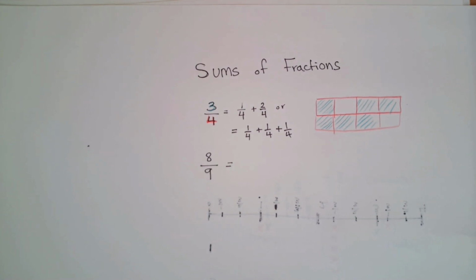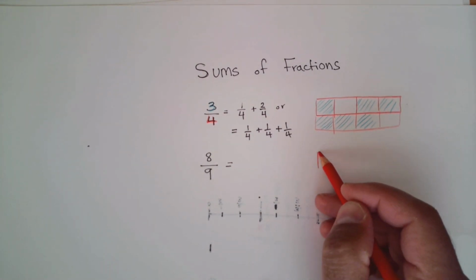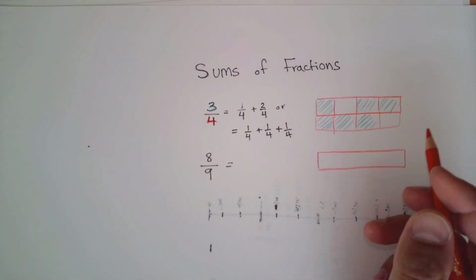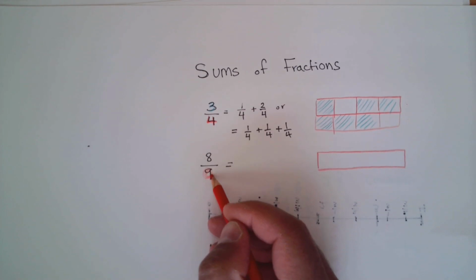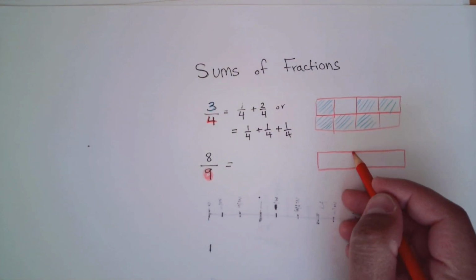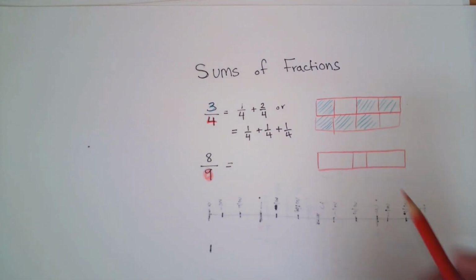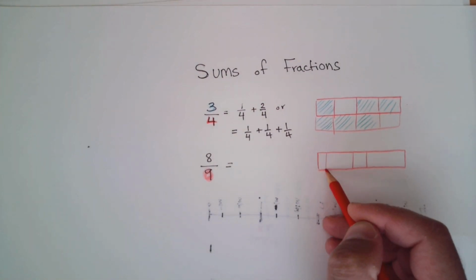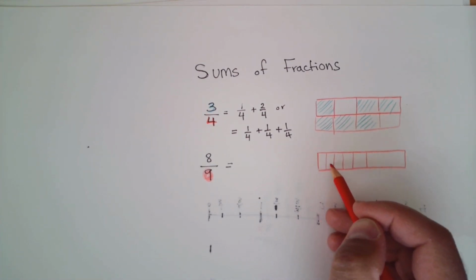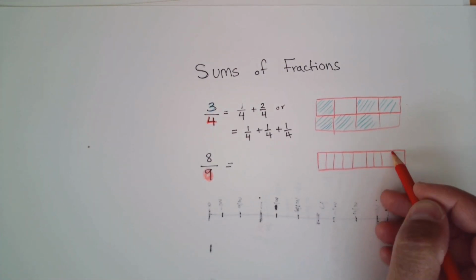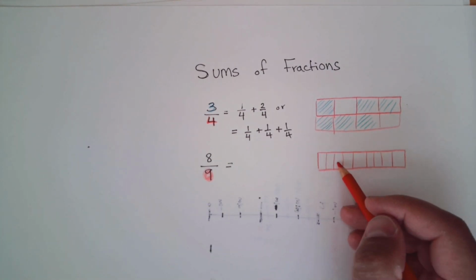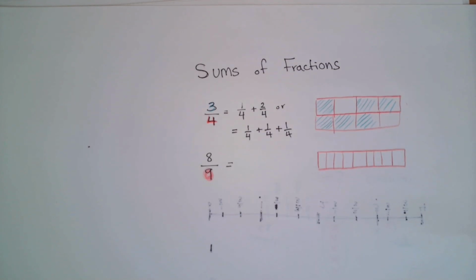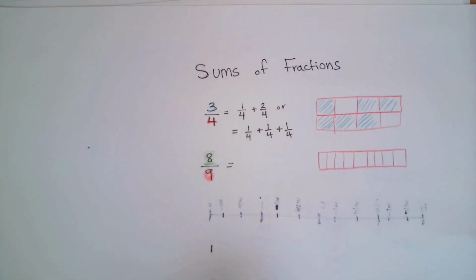Same thing with 8/9. 8/9 represents a whole that is partitioned into 9 parts. So we're gonna draw 9 parts. So I did my middle one, and then I'm gonna do 4 on each side. 1, 2, 3, 4, 5, 6, 7. 1, 2, 3, 4, 5, 6, 7, 8, 9. Okay, so I made my nines. Now, how many are available of these nines? Only 8. Only 8 are available.